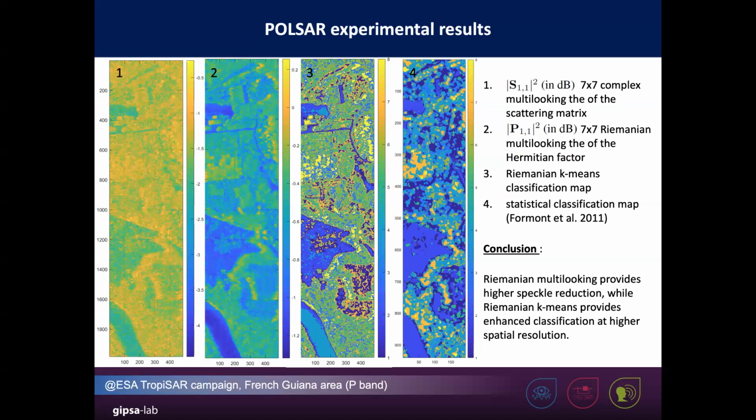So here are some results obtained with the same data set. We need to look at image 1 and image 2 and compare image 3 and image 4. Image 1 is the first element S11 of the PolSAR scattering matrix, its intensity in decibels. And image 2 is the first element P11 of the Hermitian factor, its intensity in decibels, obtained within a 7x7 neighborhood by taking the Riemannian barycenter.